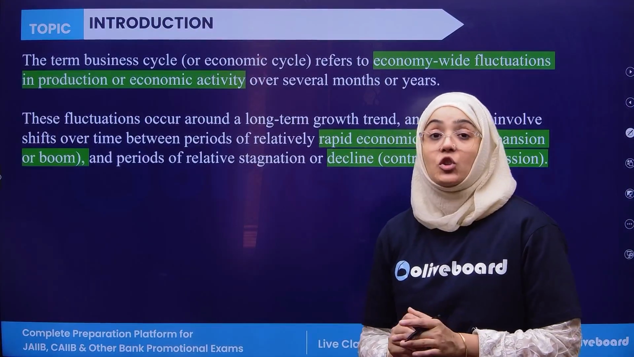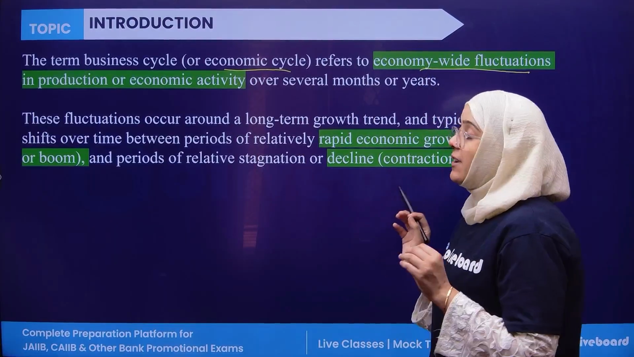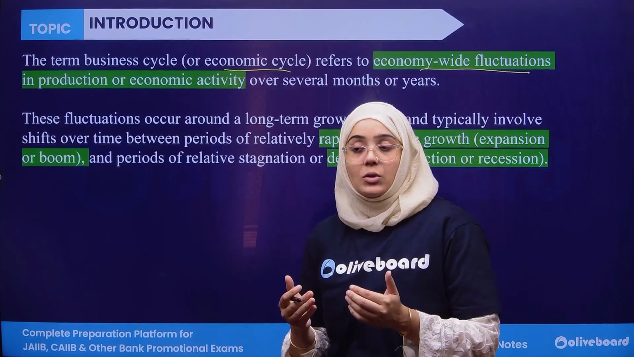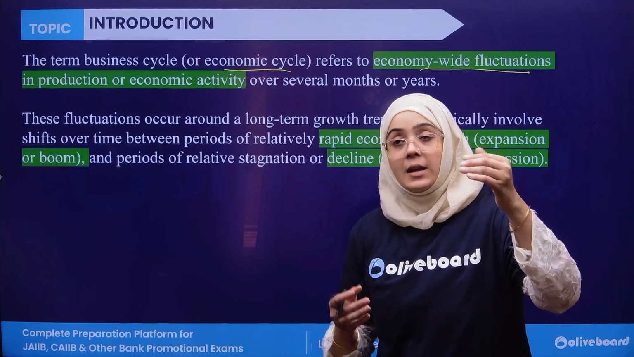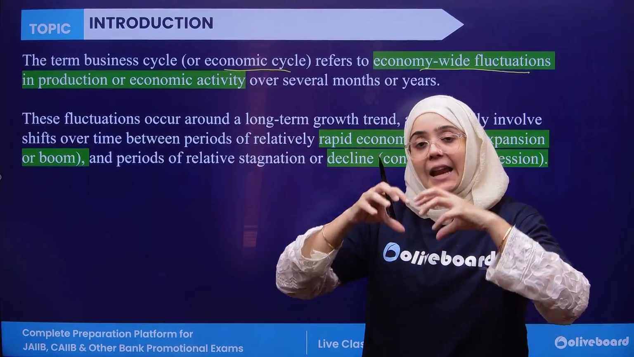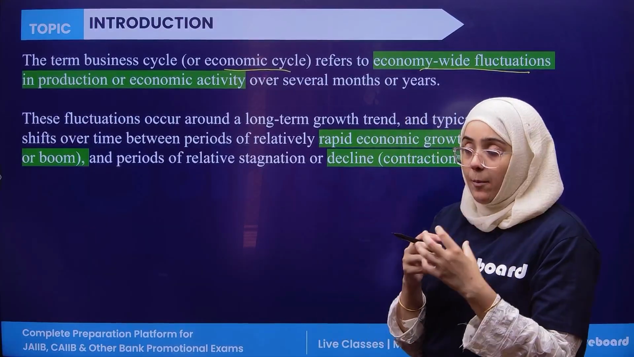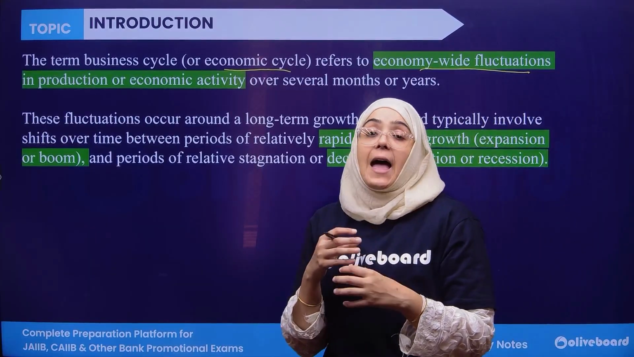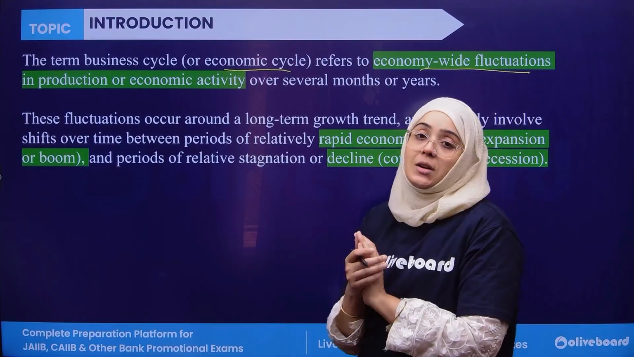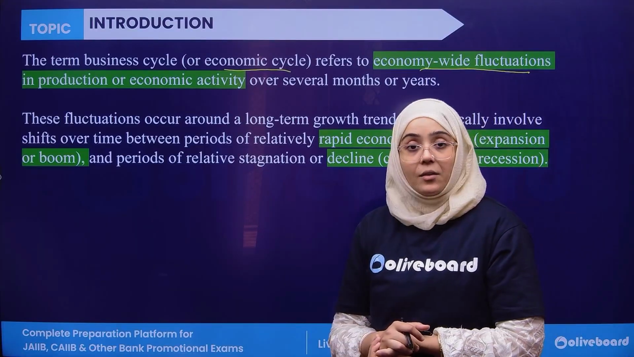So business cycle, which is also known as economic cycle, refers to the economy-wide fluctuation in production and economic activity. Sometimes when the demand rises, there is a boost of production. When the demand falls, there is a decline in the production. So due to the changes in the demand, the production and economic activity fluctuate in the market. That fluctuation, those changes, are called the business cycle, right?